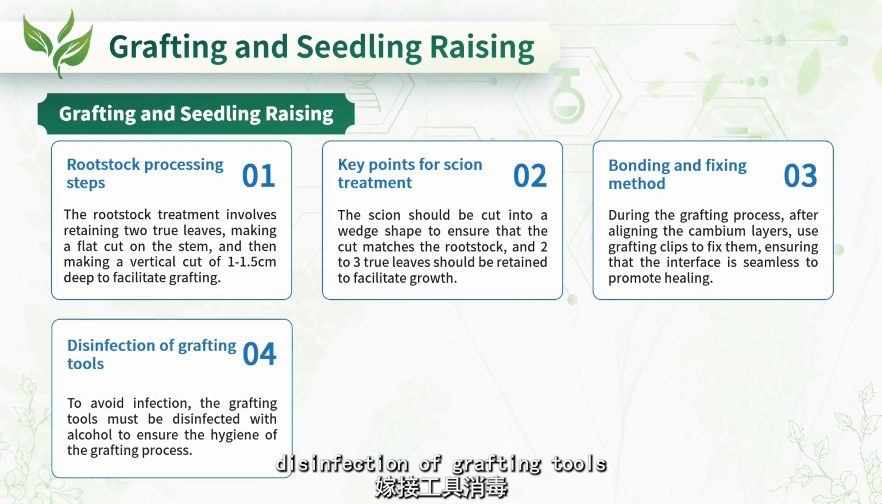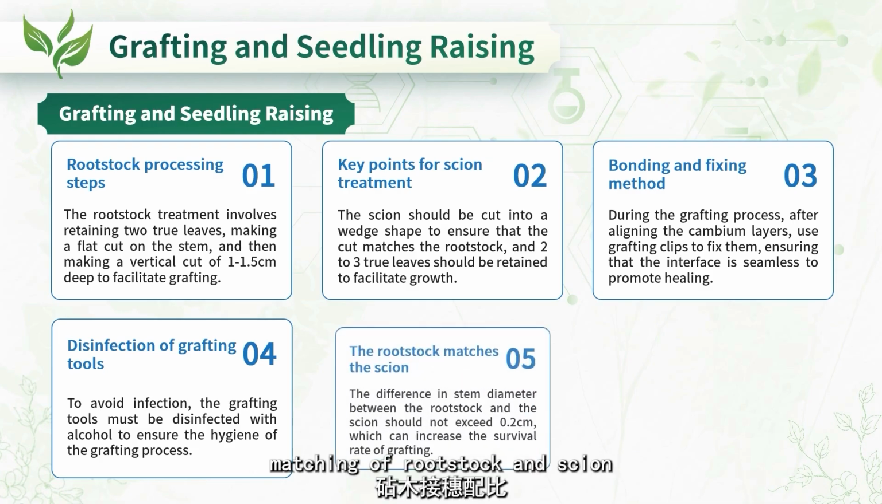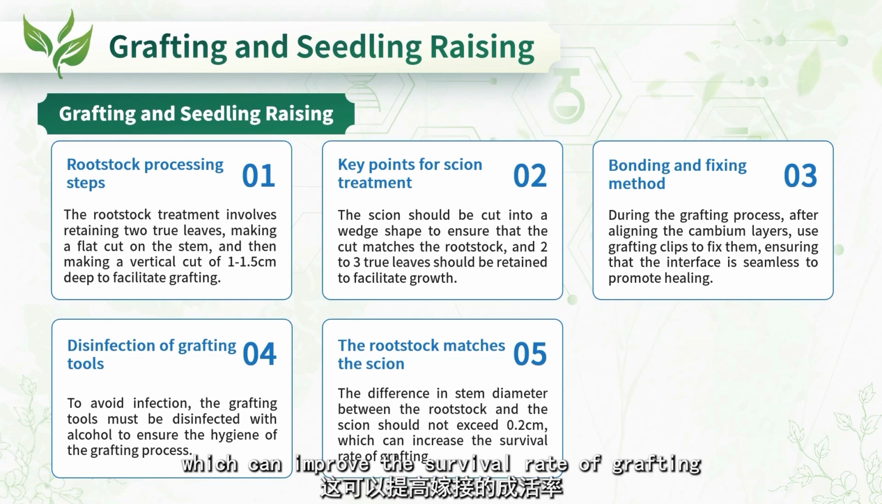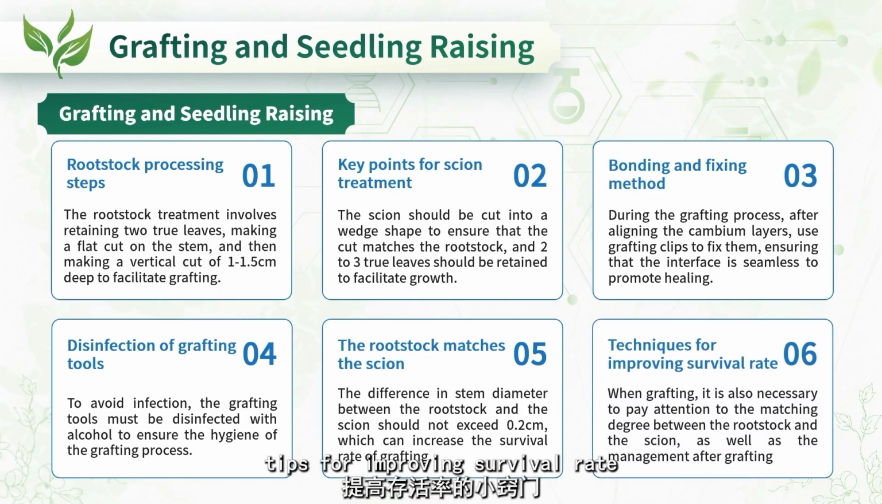Disinfection of grafting tools. To avoid infection, grafting tools must be disinfected with alcohol to ensure the hygiene of the grafting process. Matching of rootstock and scion. The difference in stem thickness between the rootstock and scion should not exceed 0.2 cm, which can improve the survival rate of grafting.